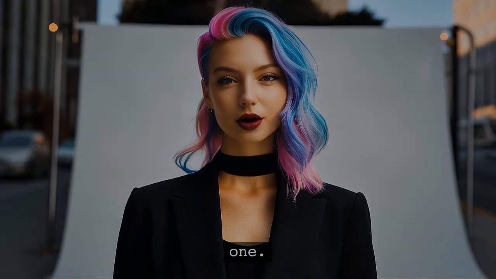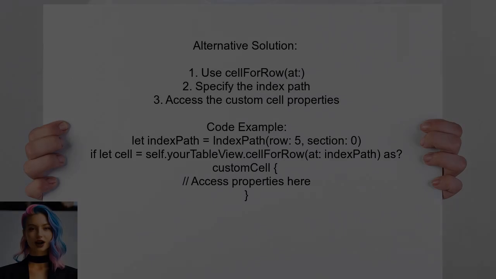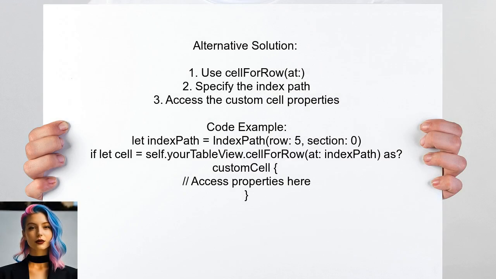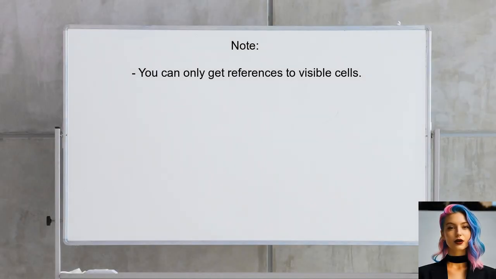Let's take a look at another one. An alternative approach shared by another user involves safely referencing a custom cell outside of cellForRowAtIndexPath. They suggest using the cellForRow method with a specific index path to access the cell directly. It's important to note that this method only allows access to visible cells in the table view.